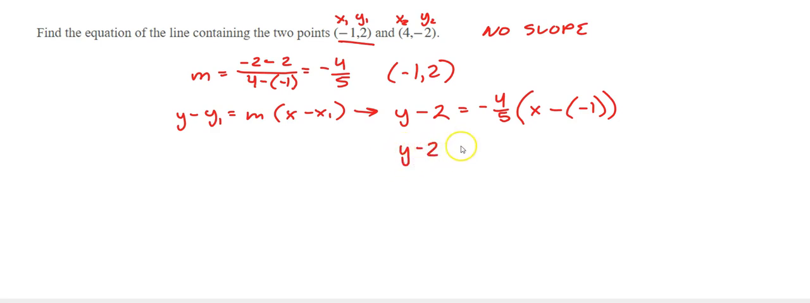We got y minus 2 equals, distribute this to the inside. Remember, right here, a negative times a negative, this will all just become positive. So we have negative 4/5 x plus 4/5. We are now right here in point slope form. Let's keep it going.